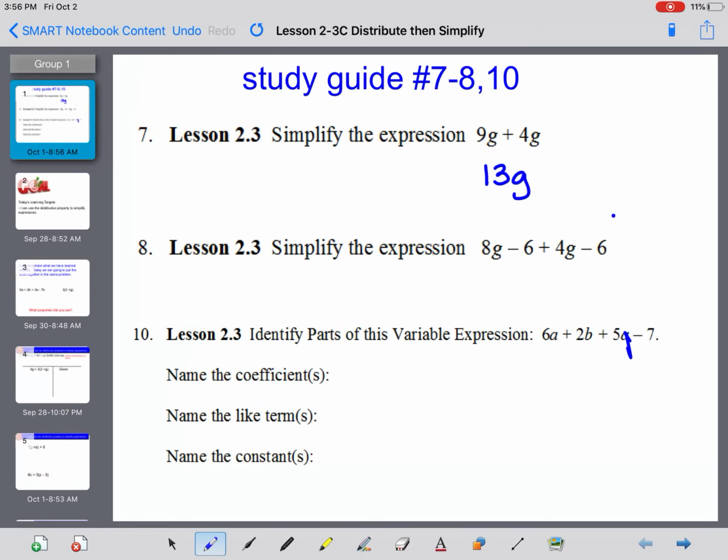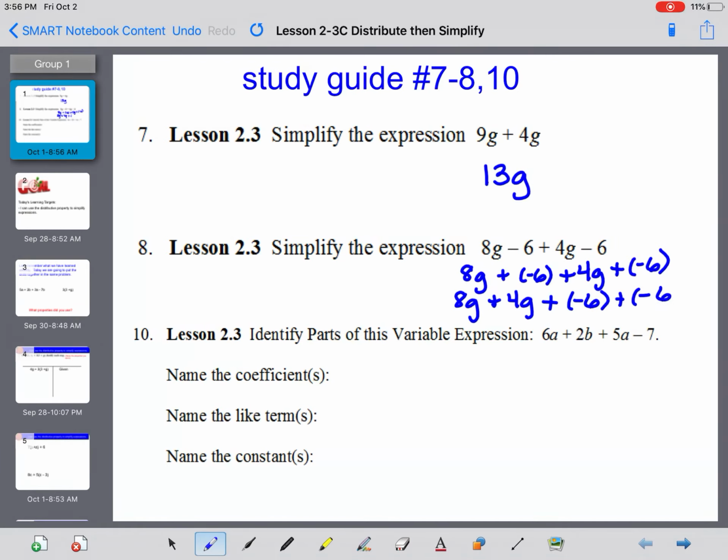Number 8, simplify this expression. To simplify the expression, it's easiest if I rewrite all subtraction as adding the opposite. 8g plus negative 6 plus 4g plus negative 6. Now, then I can use the commutative property to get my like terms by each other. 8g plus 4g plus negative 6 plus negative 6.